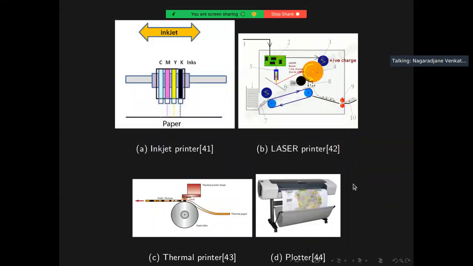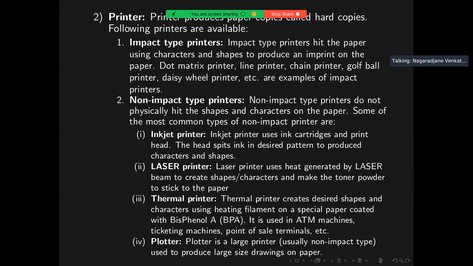Okay. Now listen. We have seen that there are two types of outputs. One is soft copy. The other one is hard copy. Soft copy comes and goes. Soft copy is not permanent. It shows up for some time. It vanishes. It's called soft copy.